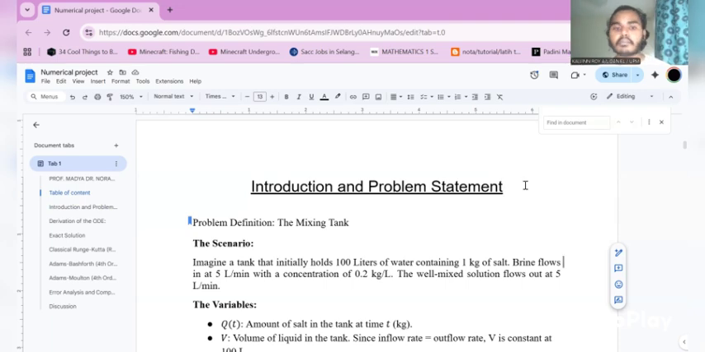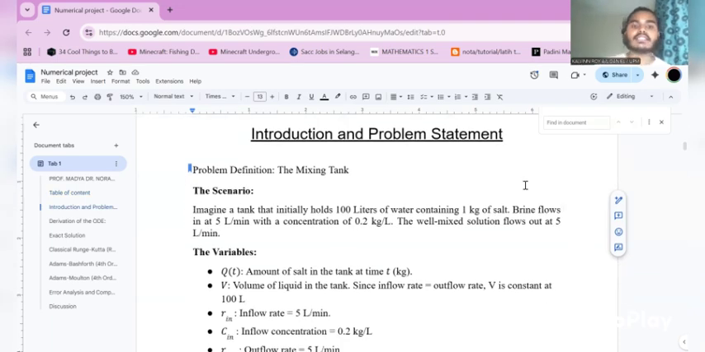Today I'll be explaining our main problem statement, which was the mixing tank problem. Imagine a tank that holds 100 liters of water and contains 1 kilogram of salt. Brine flows in at 5 liters per minute, and the concentration is 0.2 kilograms per liter. The well-mixed solution flows out at 5 liters per minute.